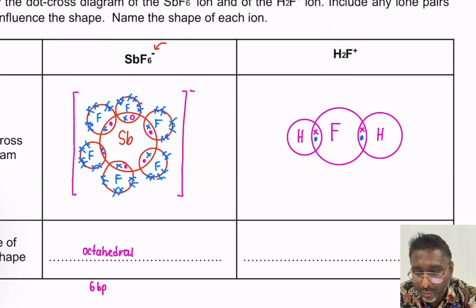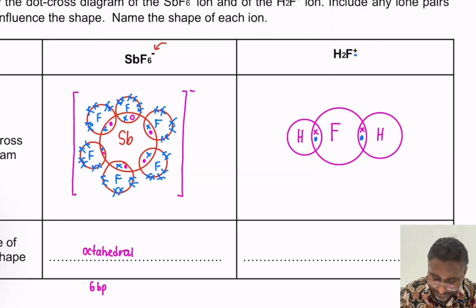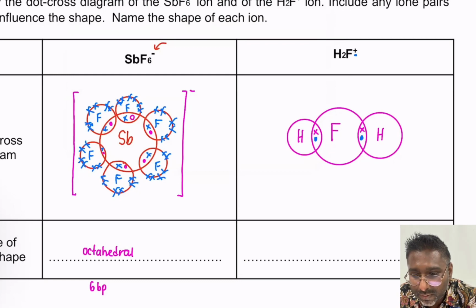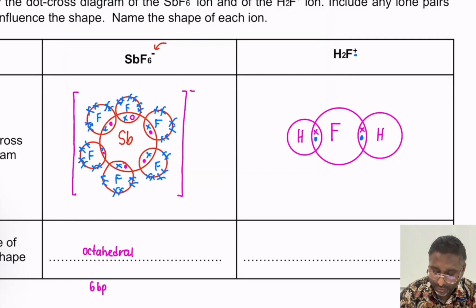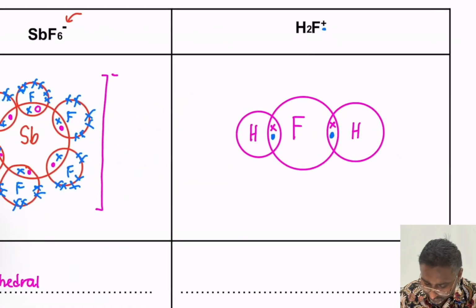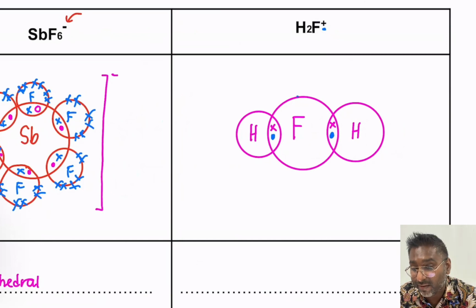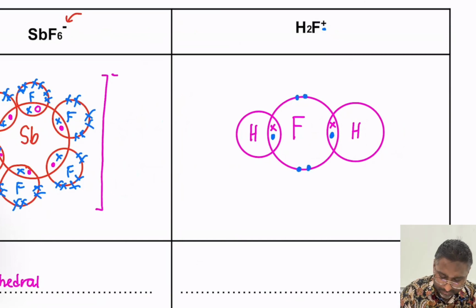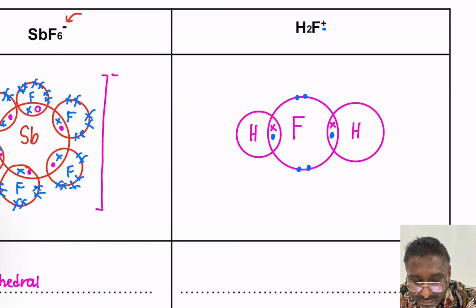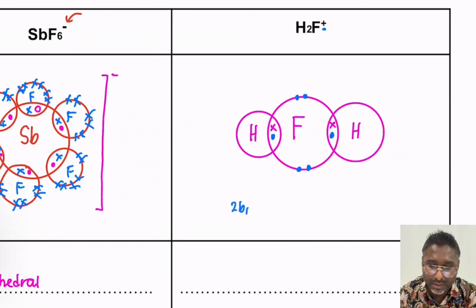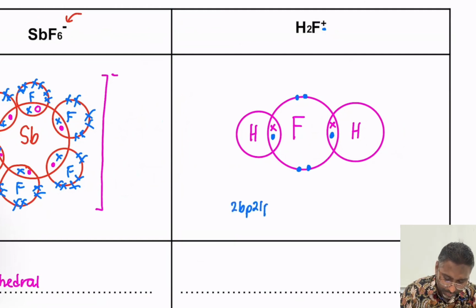But have a look at fluorine. Fluorine has 7 valence electrons, and there is a plus. It means one of the electrons went away. So instead of having 7, it has only 6. So 2 of the blue dots over there are already there, so you need to make 6. You need to write another 4. They will become like this. So what is this shape? This is going to be 2 bonding pair, 2 lone pair.